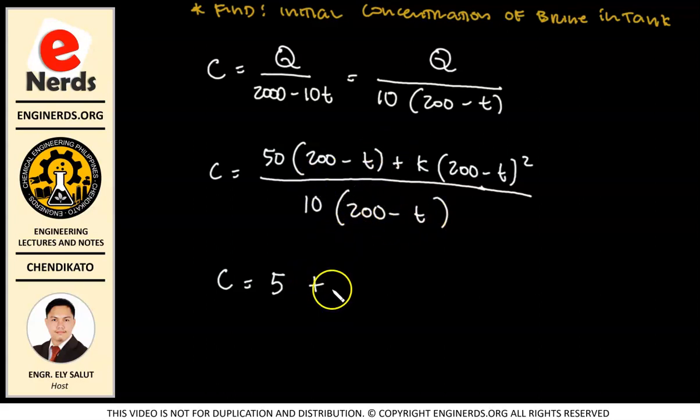And then we have plus K over 10 times 200 minus T divided by 200 minus T. So we have squared in our numerator, so this will be 200 minus T. Okay? So let me move the 10, so that our equation is clearer.